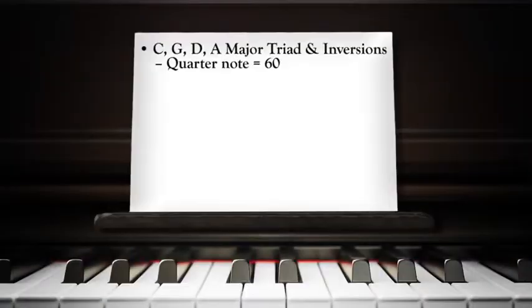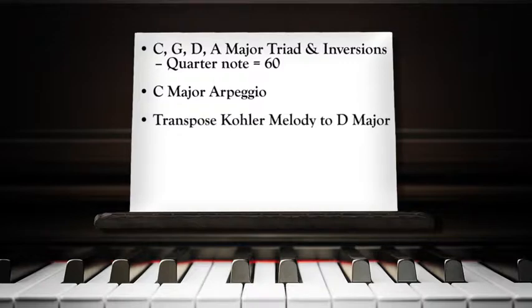Next time, we'll learn even more chords and inversions, dive more deeply into the dominant chord, and learn some new repertoire. In order to follow along with me next time, be sure to practice the following: your C, G, D, and A major triad and inversions. Do these with separate hands with the correct fingering at a quarter note equals 60. The C major arpeggio. Work on the Kohler melody.